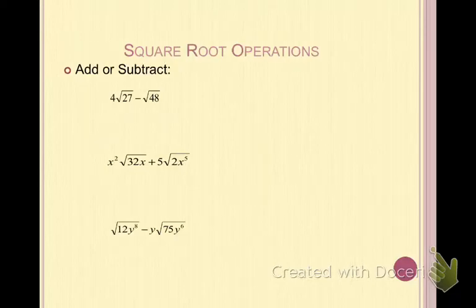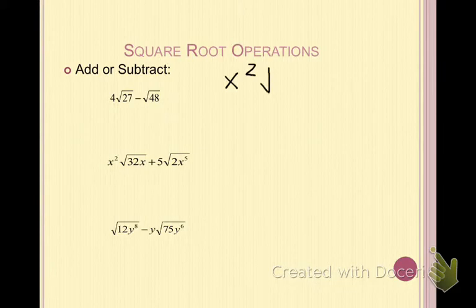Here's the last two problems from the notes that we didn't get to at the end of class. Remember that you always need to simplify the square roots before you can decide whether or not you can add them. So if we look at x squared square root of 32x plus 5 square root of 2x to the fifth, we need to simplify that square root of 32x.